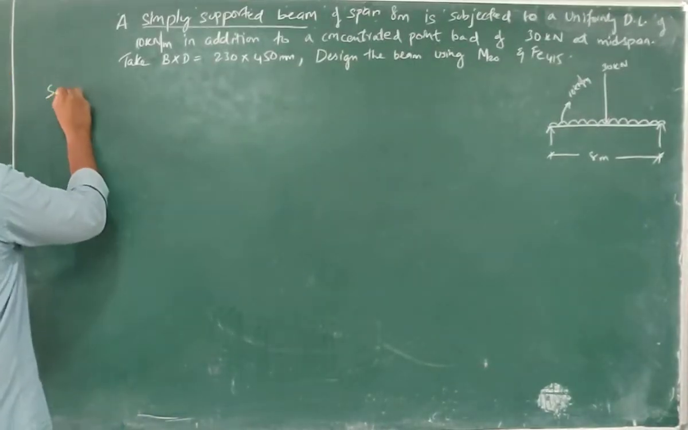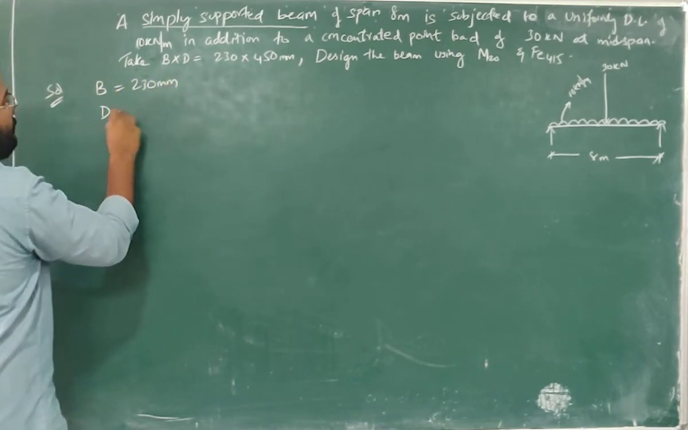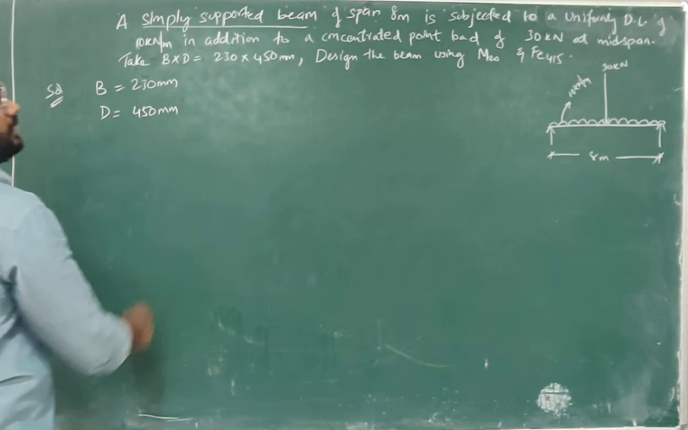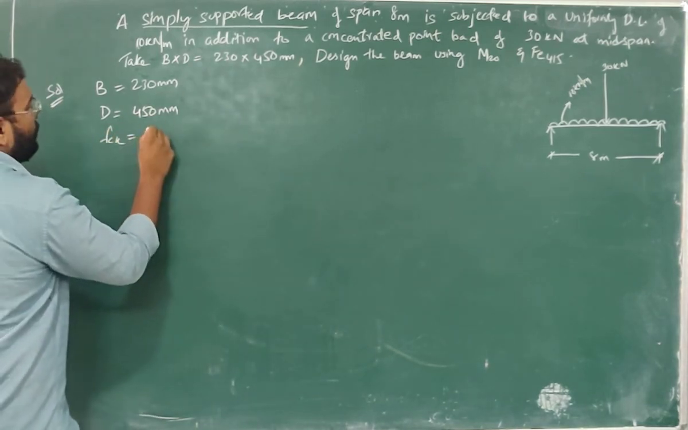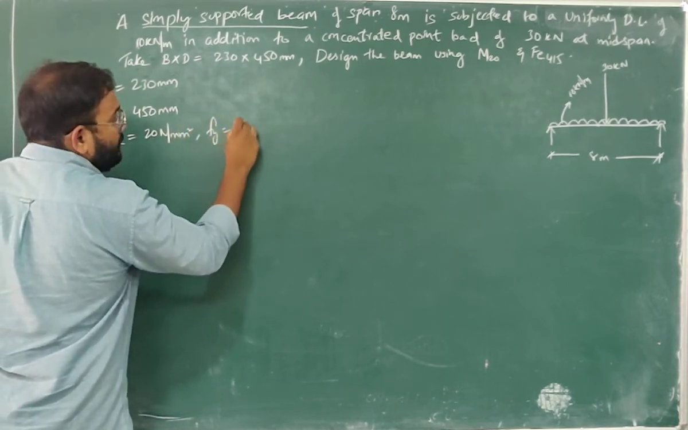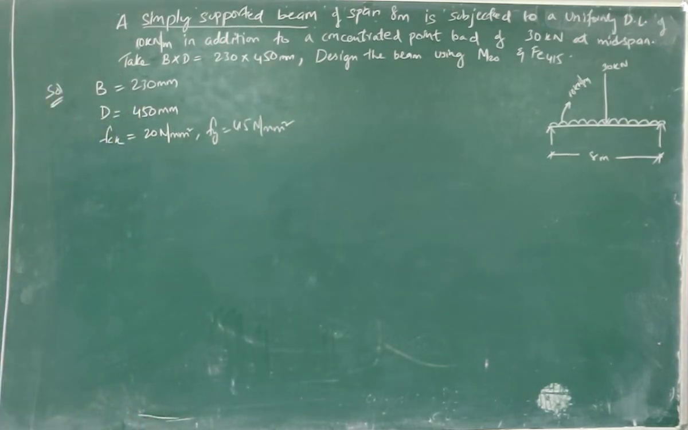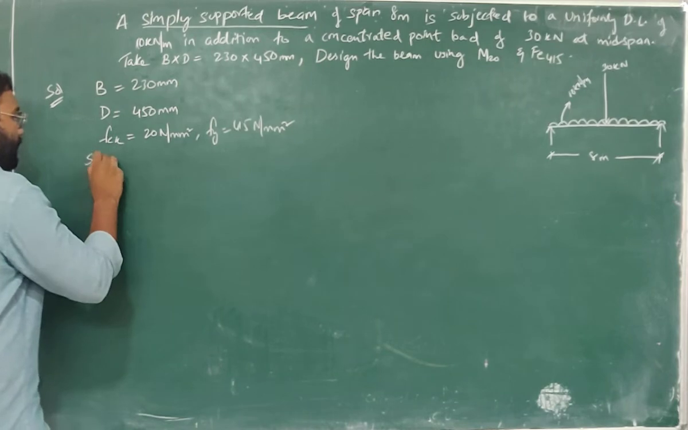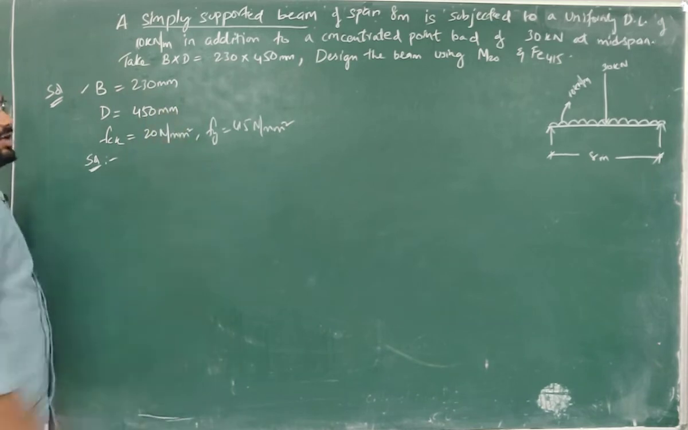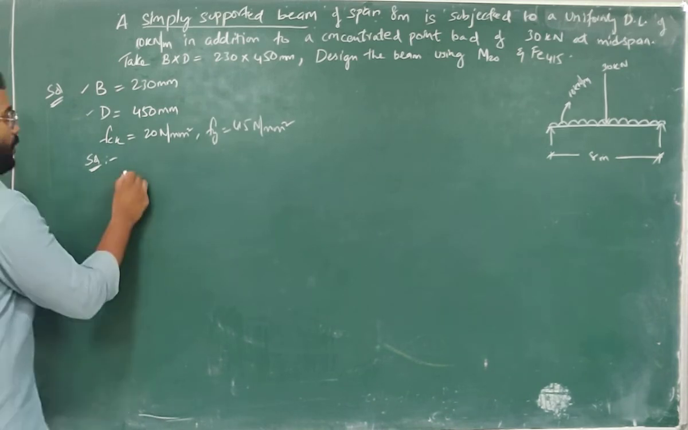Now you are given the dimensions of the beam. B is given to you as 230 mm and capital D, which is overall depth, as 450 mm. Okay, fck is known to you, that is 20 Newton per millimeter square, and fy is 415 Newton per millimeter square. So now what is your first step involved? First step is assumption of B, okay, but B is given to you. Now next step is calculation of D. D is also given to you. So directly you calculate what is effective depth.